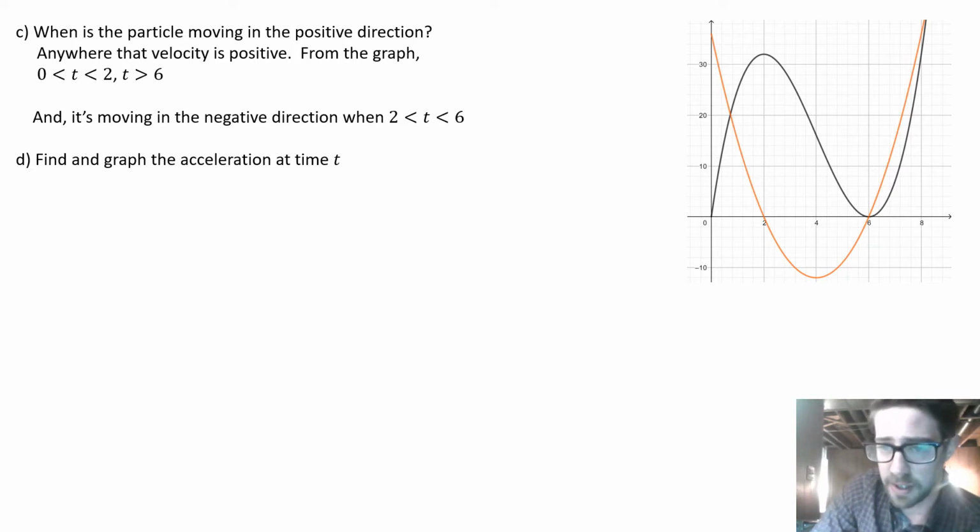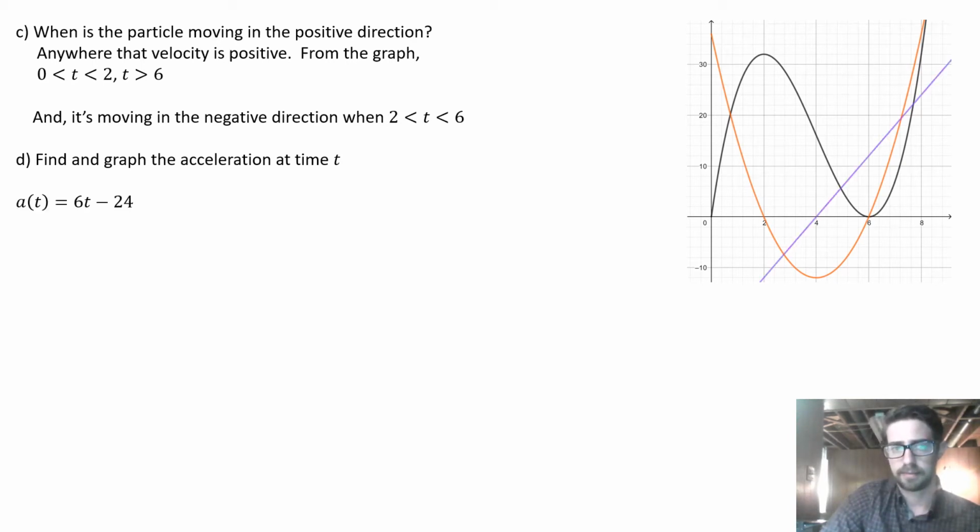We know that this thing's acceleration is just the second derivative. So you just take the velocity and take the derivative again. Velocity is change in position. Acceleration is change in velocity. All right, so again, super easy derivative. It's just 6t minus 24.